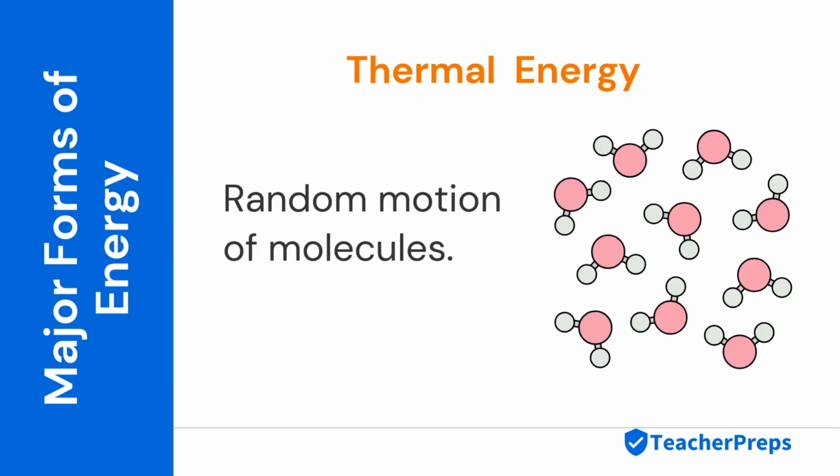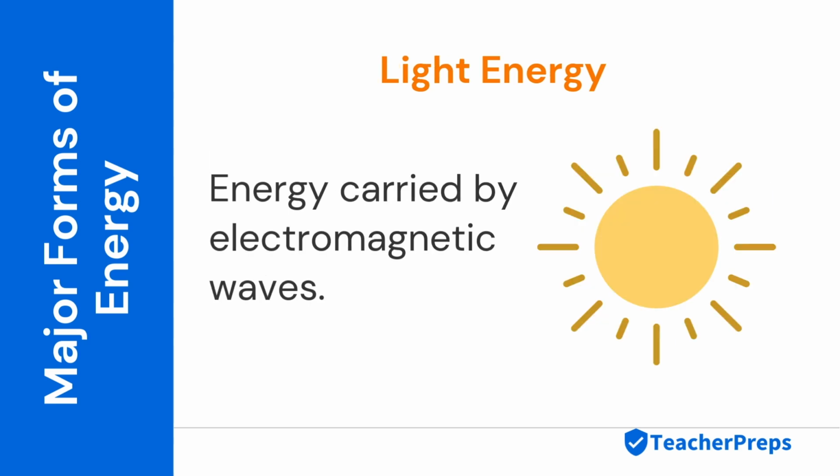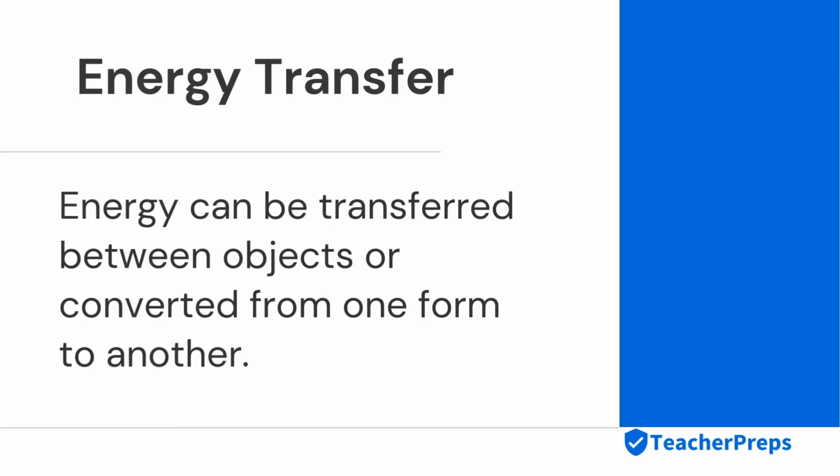Moving on, thermal or heat energy is related to the random motion of molecules. More molecular motion is equal to a higher temperature. Electrical energy is the energy from the flow of charged particles. Now remember, these are electrons through a conductor. And last is light or radiant energy, which is energy carried by electromagnetic waves like the light from our sun.